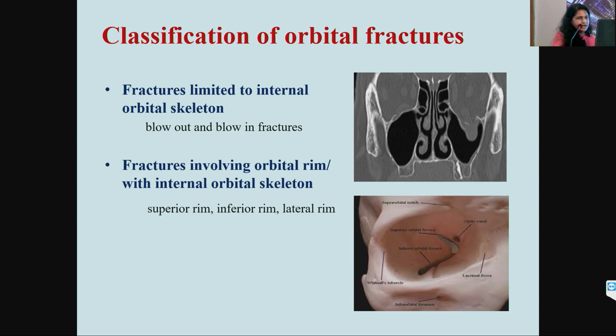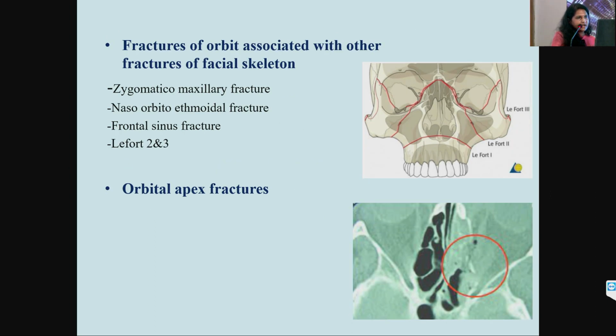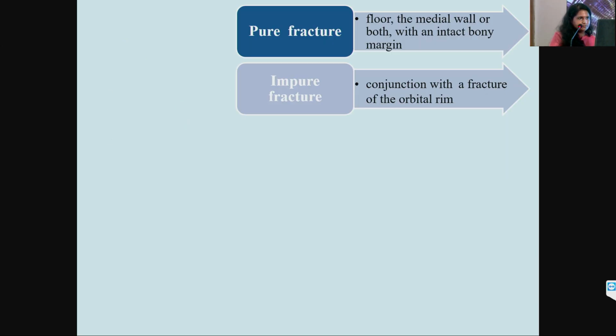Classification of orbital fractures. First, fractures limited to the internal orbital skeleton alone, and second, the fractures involving the orbital rim as well as the internal orbital skeleton. Third is the fractures of orbit associated with other fractures of facial skeleton, such as zygomatico-maxillary fracture, naso-orbito-ethmoidal fracture, frontal sinus fracture, and Le Fort 2 and 3. The fourth one is orbital apex fracture.